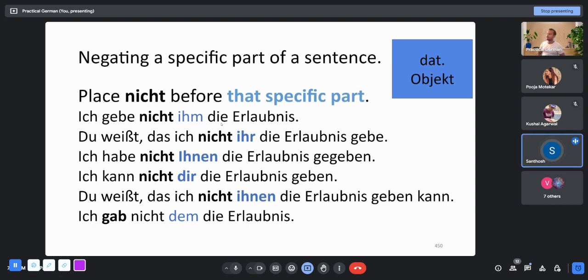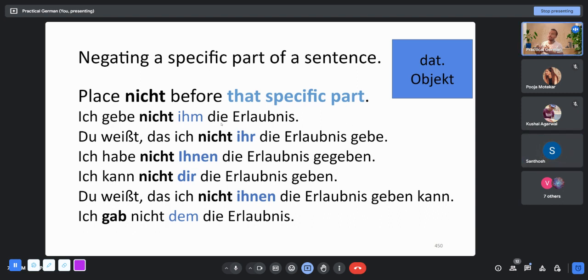One question: is this sentence complete then? I mean, "ich gebe nicht ihm die Erlaubnis." That means I am not giving him, but to someone else. Right? Sentence is complete. But of course, when you read this sentence, you get questions. Okay, if he is not giving him the allowedness, who else is getting the allowedness?